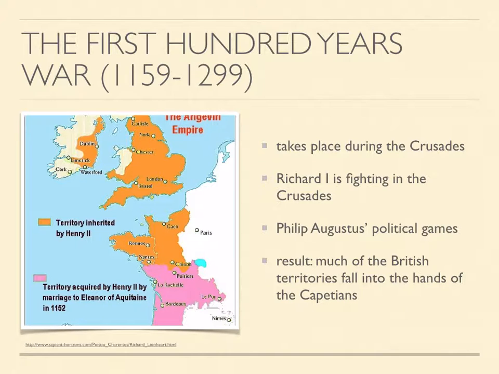So it works. So the result is that much of the British territory falls into the hands of the Capetians, greatly increasing the land that the Capetians have under their holding. So here you can see on the map, you can see in orange the territory inherited by Henry II. And in pink, you have Eleanor of Aquitaine's holdings. So vast holdings, big loss for the British.